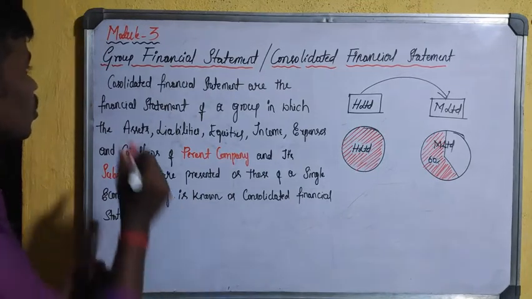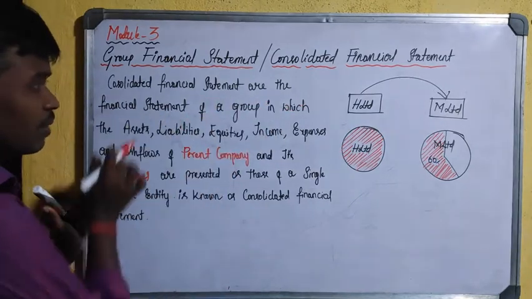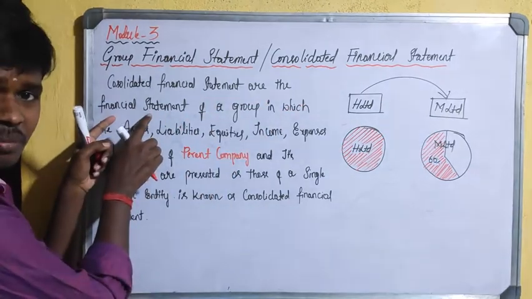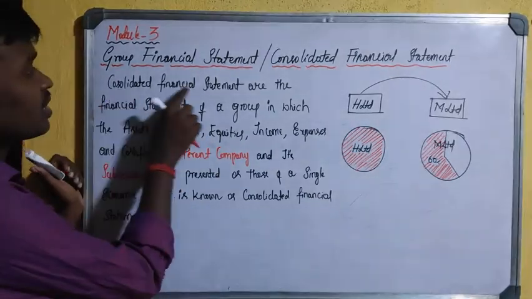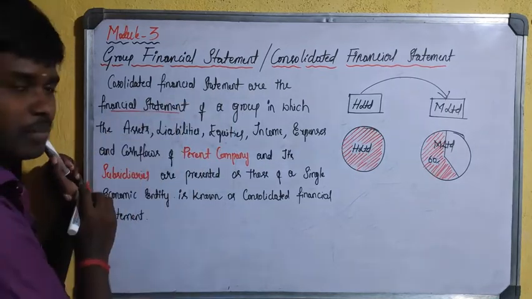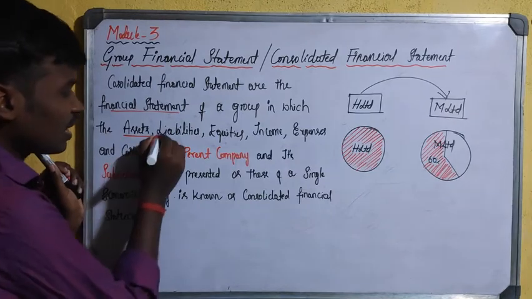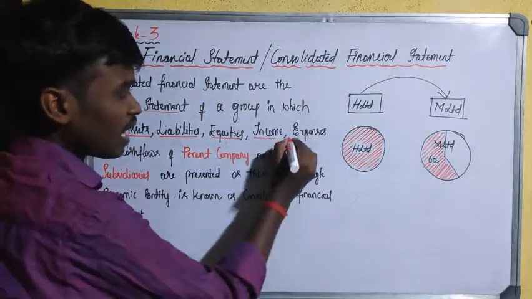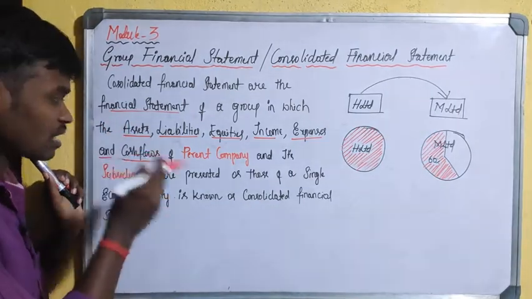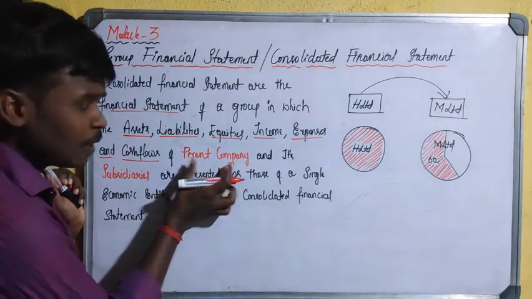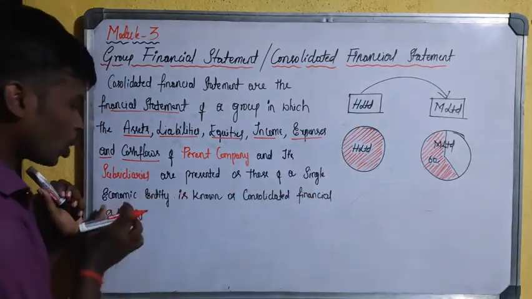See, a consolidated financial statement or group financial statement is a financial statement, because it includes the cash flow, income statement and balance sheet. So a consolidated financial statement is the financial statement of a group in which the various assets, liabilities, equities, income and expenses and various cash flows, either cash inflow or cash outflow, of a parent company and its subsidiary company are presented as those of a single economic entity.